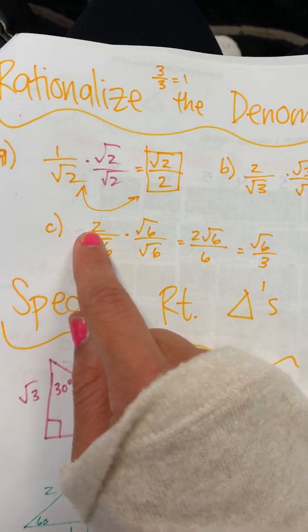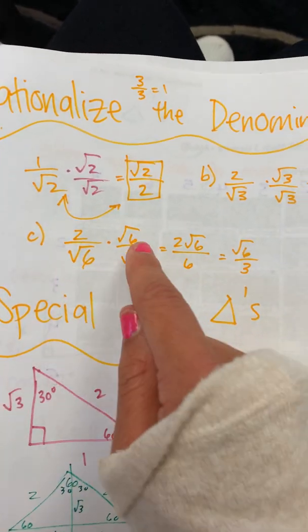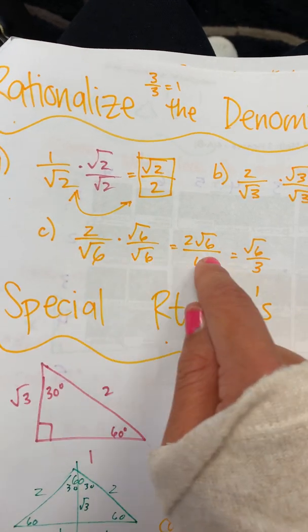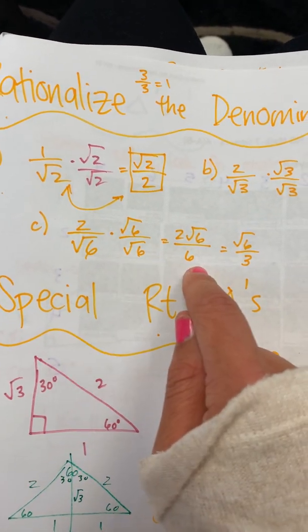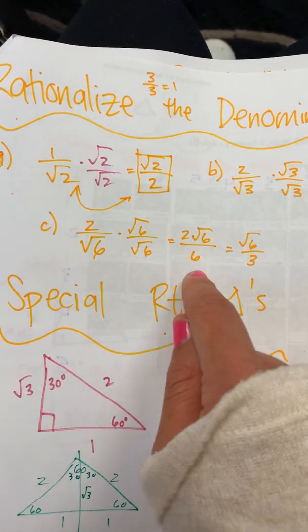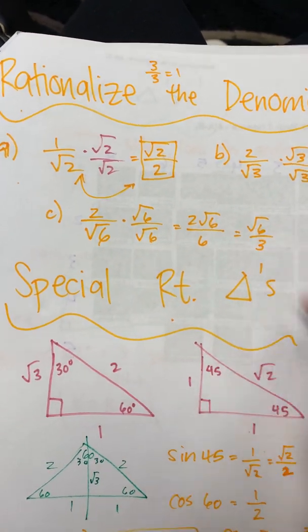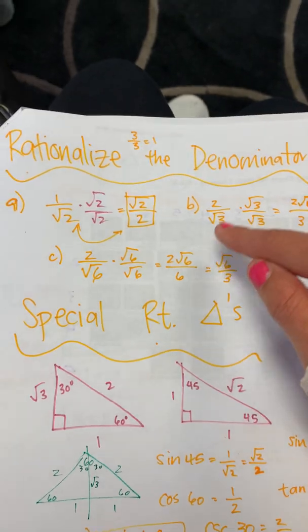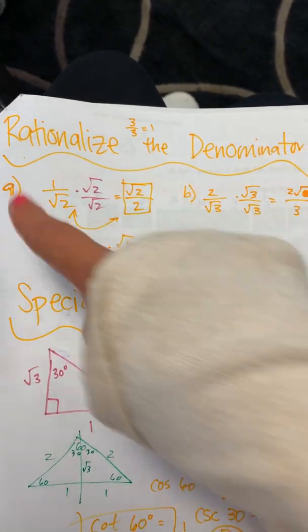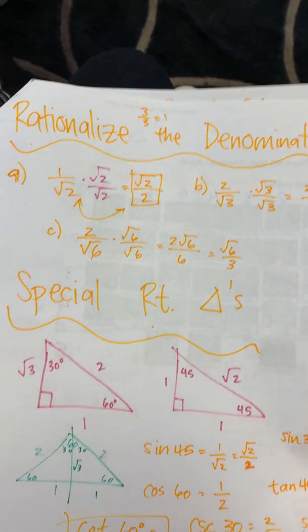One more. 2 over root 6. You multiply by root 6 over root 6. This becomes 2 root 6. Root 6 times root 6 just gets 6. These can cancel then. The 2, 6 can go to 1/3. Root 6 over 3 is your final answer. So this is a really important thing as we move into the unit circle, rationalizing this denominator.